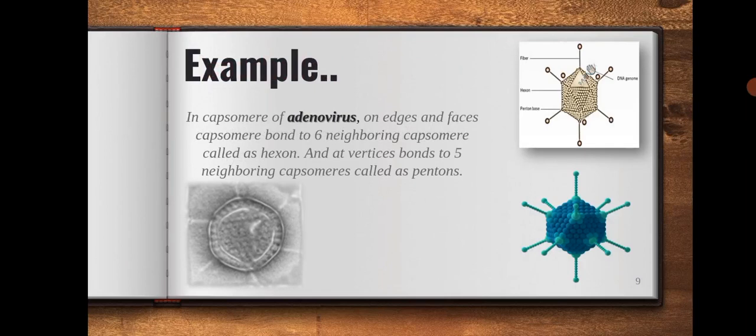Example: in the capsomeres of adenovirus, on edges and faces, a capsomere bonds to 6 neighboring capsomeres, called a hexon, and at vertices bonds to 5 neighboring capsomeres, called a penton. This is the example of adenovirus.